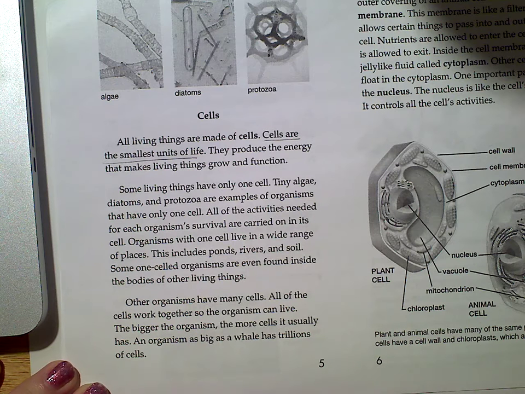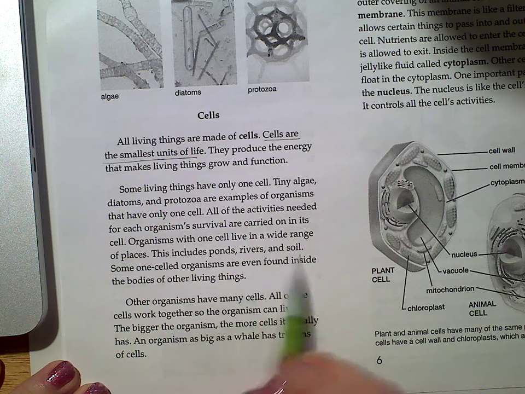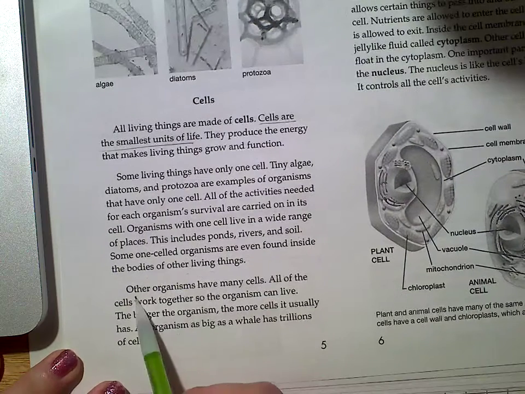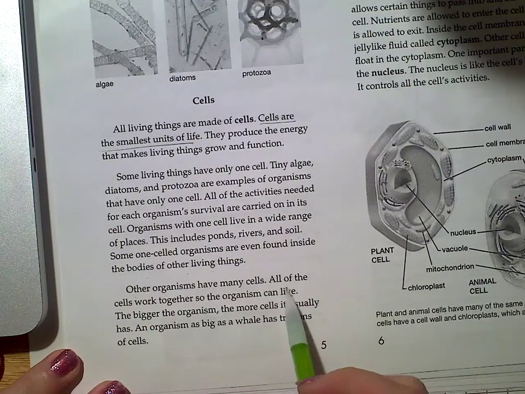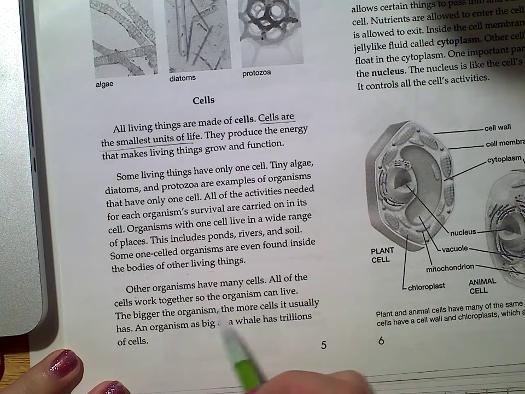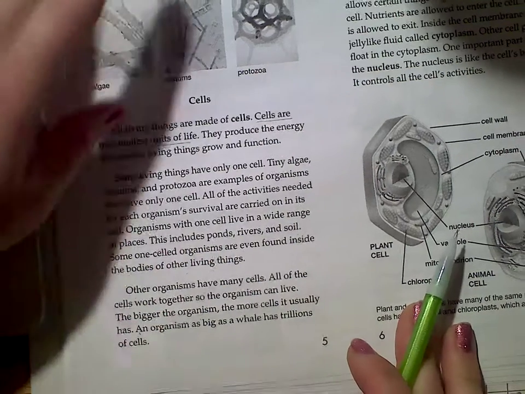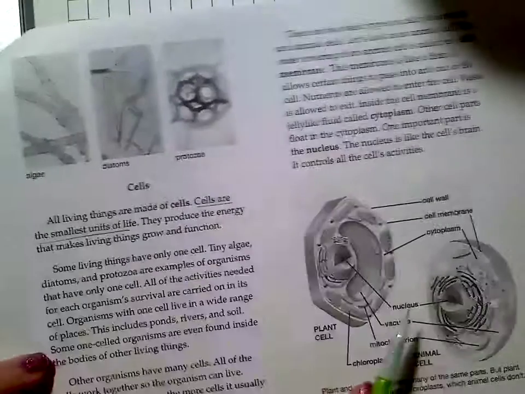Organisms with one cell live in a wide range of places. This includes ponds, rivers, and soil. Some one-celled organisms are even found inside the bodies of other living things. Other organisms have many cells. All of the cells work together so that many organisms can live. The bigger the organism, the more cells it usually has. An organism as big as a whale has trillions of cells. That's understandable.